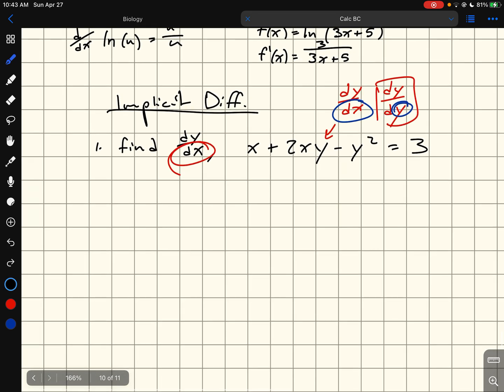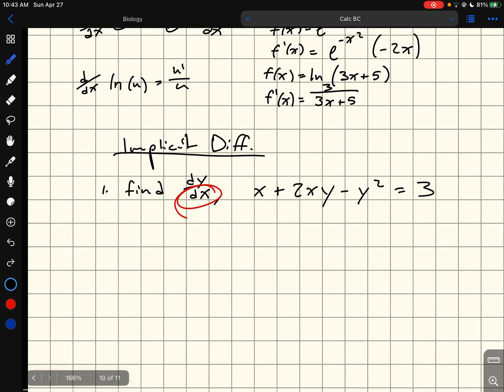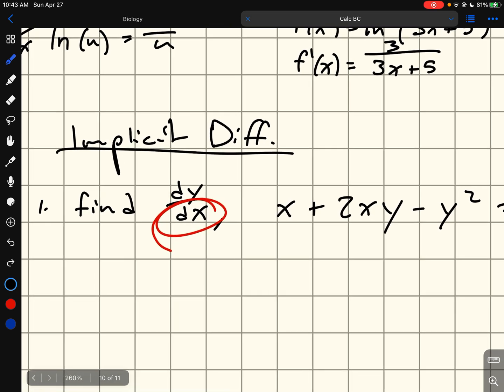So I'll just show you. Oh wait, I forgot about this red mark. Dang it.